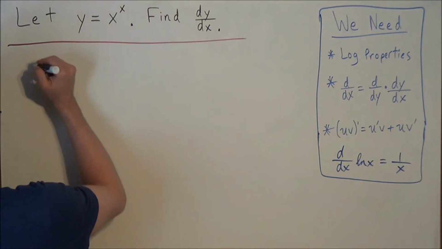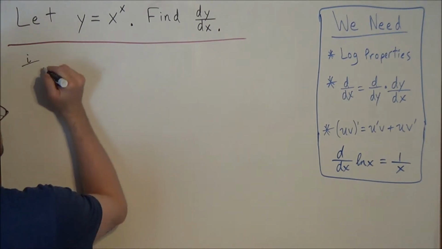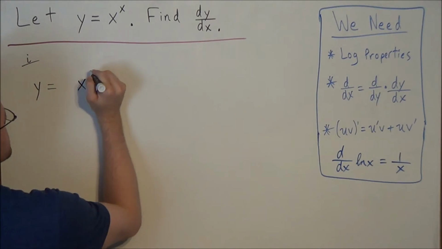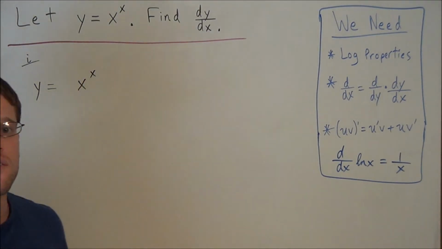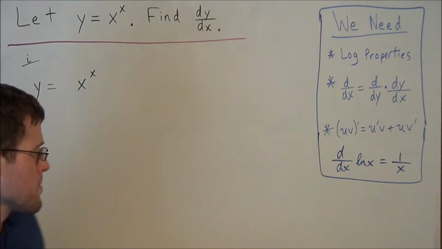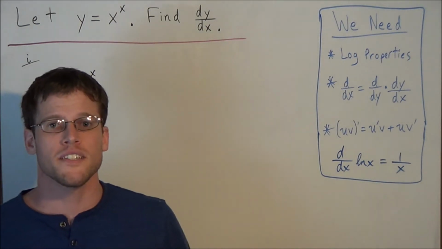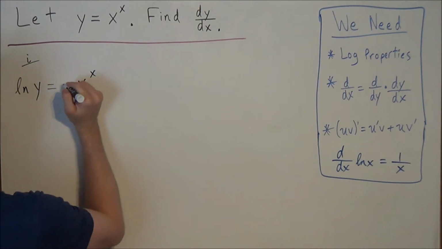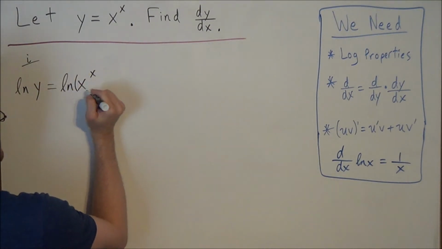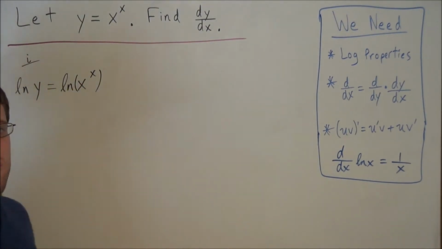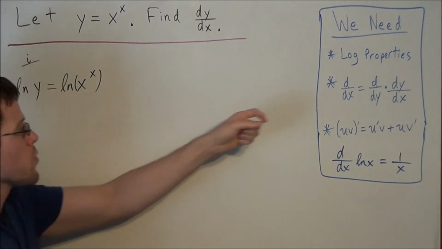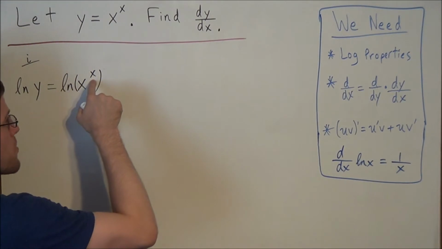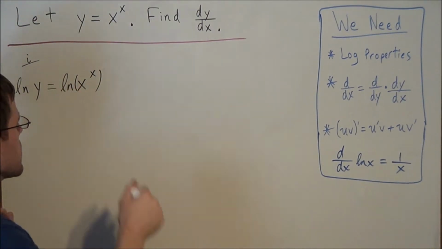So the first thing we can do, for step 1, we have y equals x to the x power. Whenever we're finding the derivative of a function whose variable is an exponent, we usually want to take the natural log of both sides. So we could take the natural log of y and the natural log of x to the x. And what this allows us to do is, on the right hand side, we could use log properties, the exponent property, to bring this exponent x in front of the natural log function.